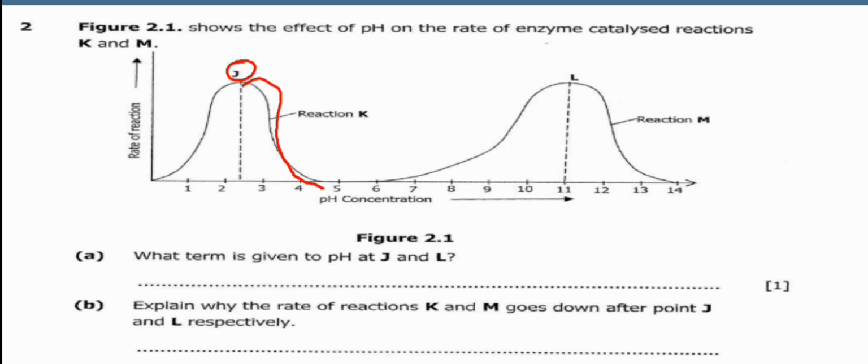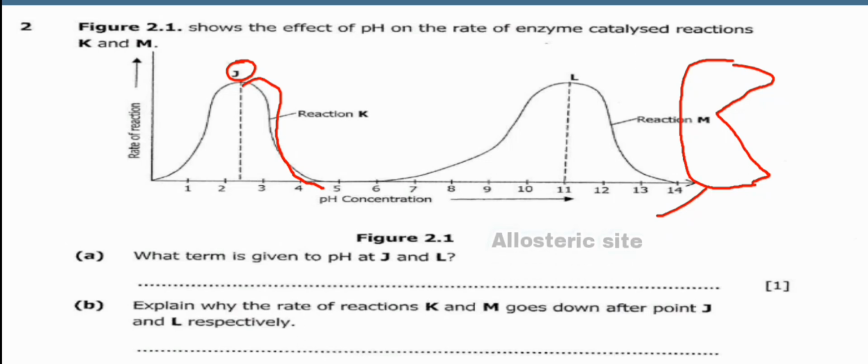When we talk of denaturation, it is the process by which the active site of an enzyme is disturbed. Suppose this here is the enzyme. The enzyme has two parts. This part is called the allosteric site, and this part here is called the active site. On this part is where the substrate binds.